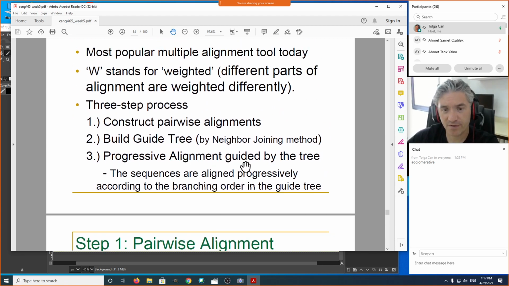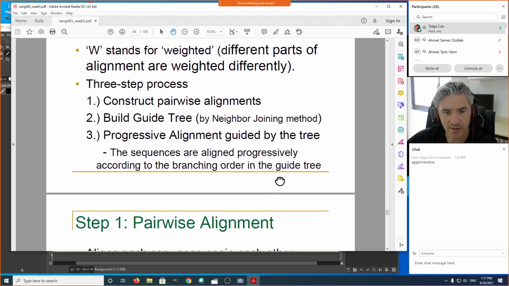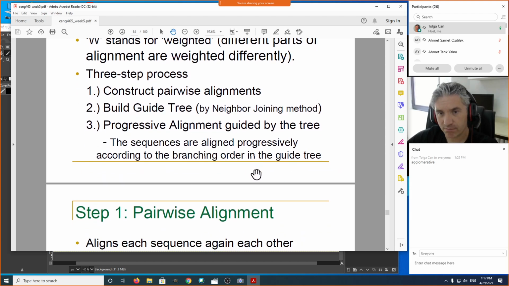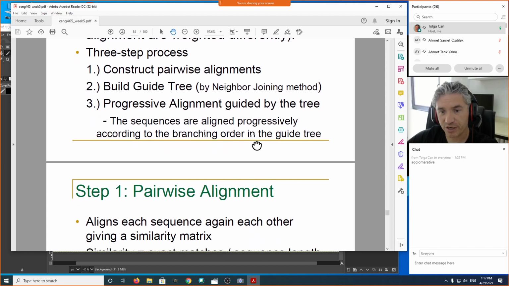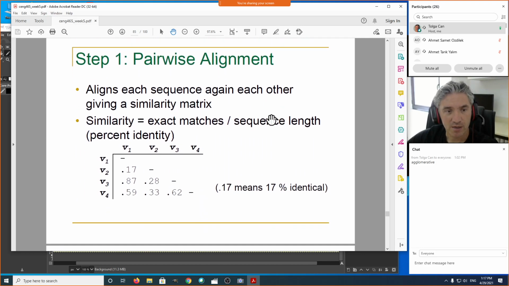And then, yeah, this progressive alignment is guided by the tree. The sequences are put together in profiles by using the branching order in the guide tree. The similarity matrix can be anything. I don't know what ClustalW uses for computing the similarity between these sequences, but it could be percent identity, it could be the BLOSUM62, it could be the total alignment score between those two sequences. It may be the edit distance. So yeah, a question?